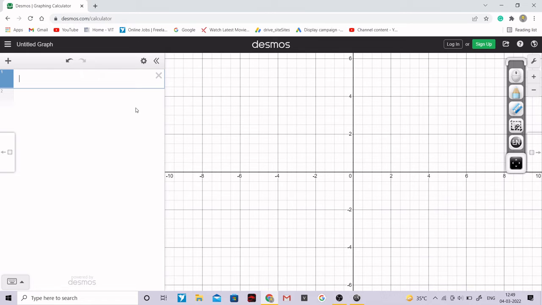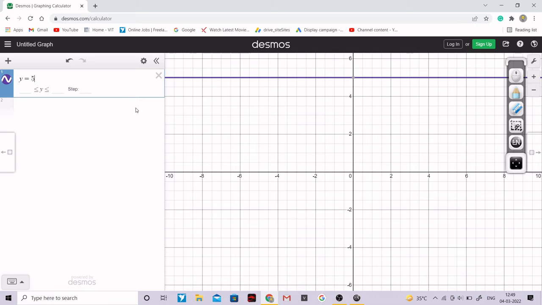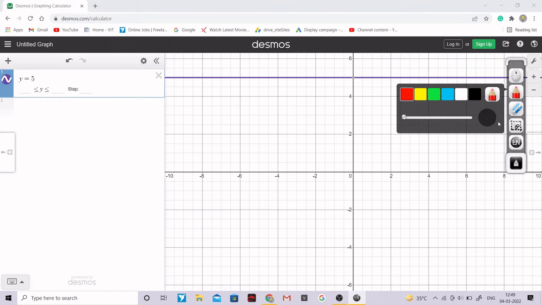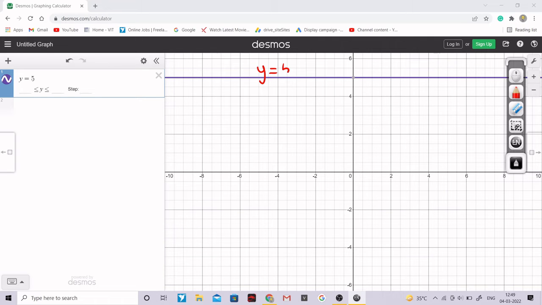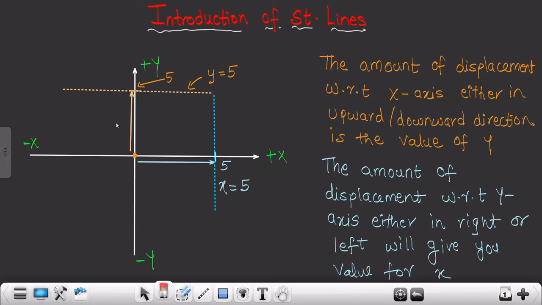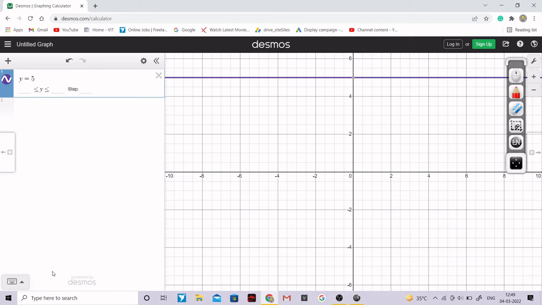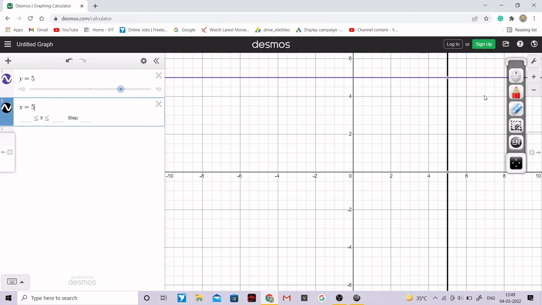So the very first equation was y = 5. Let's suppose I'm entering this particular equation over here. As you can see, this is the point (0, 5). This is nothing but y equal to 5. So this was the point I was talking about, and this was the line for y = 5. Now let's suppose I'm entering x = 5. As you can see, this is the line for x = 5. So this was what I was talking about.